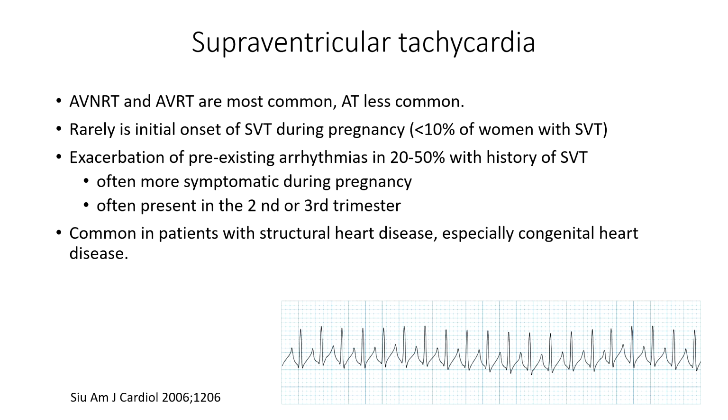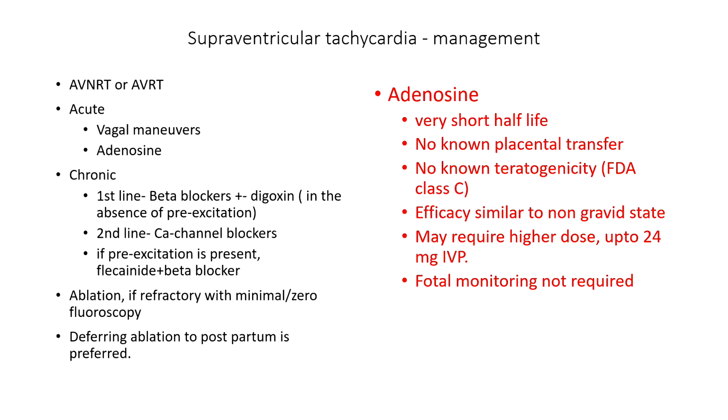So a pregnant lady in the second and third trimester may present with a supraventricular tachycardia with a previous history of supraventricular tachycardia. And it is common in patients with structural heart disease, especially congenital heart disease. How do you manage supraventricular tachycardia? You can try vagal maneuvers for acute termination of these tachycardias, or adenosine is one of the drugs that has been found to be very safe in pregnancy. So the drug of choice for acute termination would be adenosine.